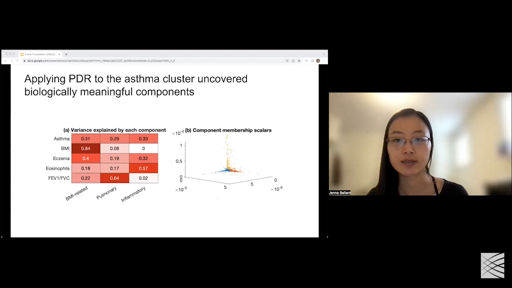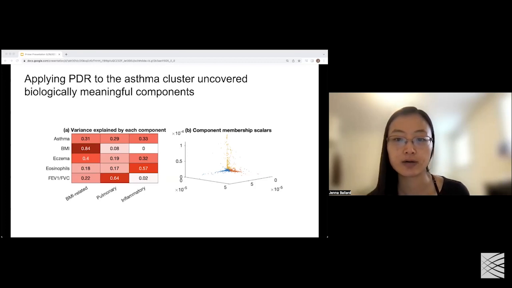We then applied PDR to the cluster of asthma-related traits, and we found BMI-related, pulmonary, and inflammatory clusters. Again, the BMI-related SNPs explain a large proportion of BMI variance while also affecting the other traits. The pulmonary SNPs affected mainly asthma and FEV1/FVC, and the inflammatory SNPs affected asthma, eczema, and eosinophil count. This supports previous findings that asthma has obesity-related and allergy-related subtypes, where the obesity-related subtype corresponds to adult-onset asthma, and the allergy-related subtype corresponds to childhood-onset asthma.